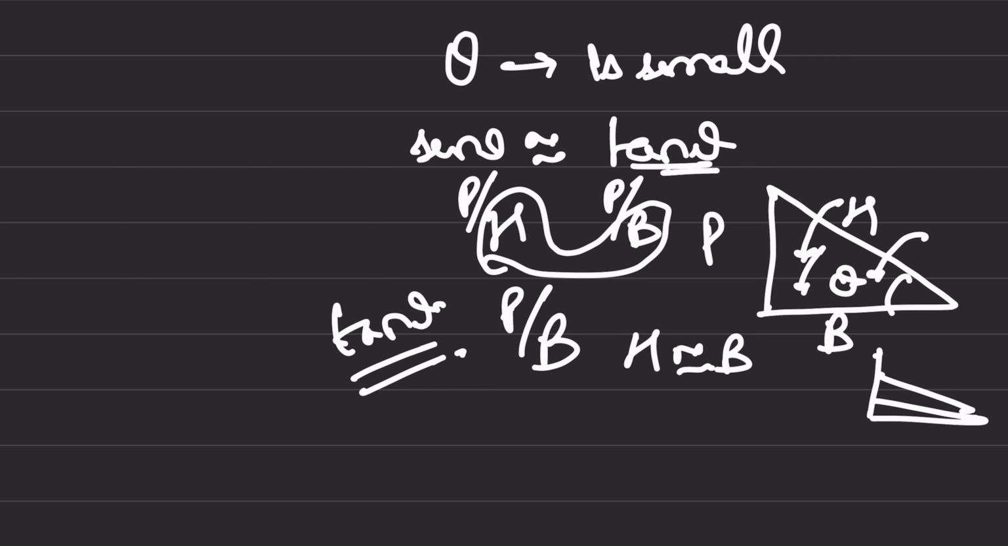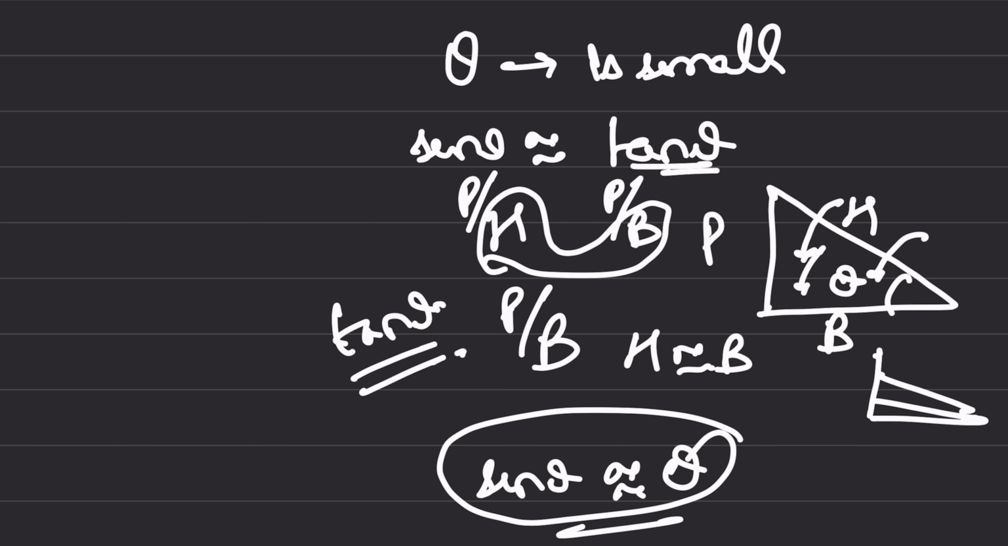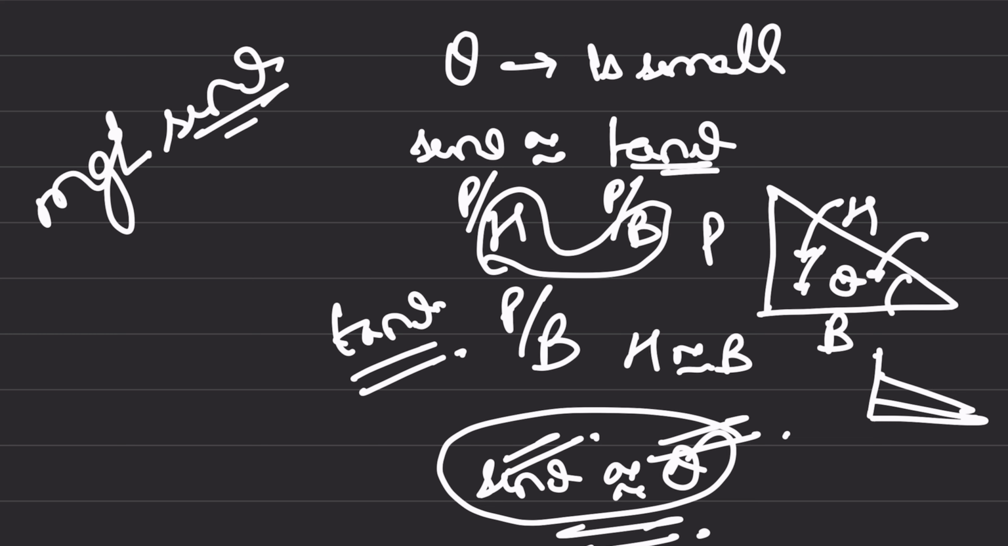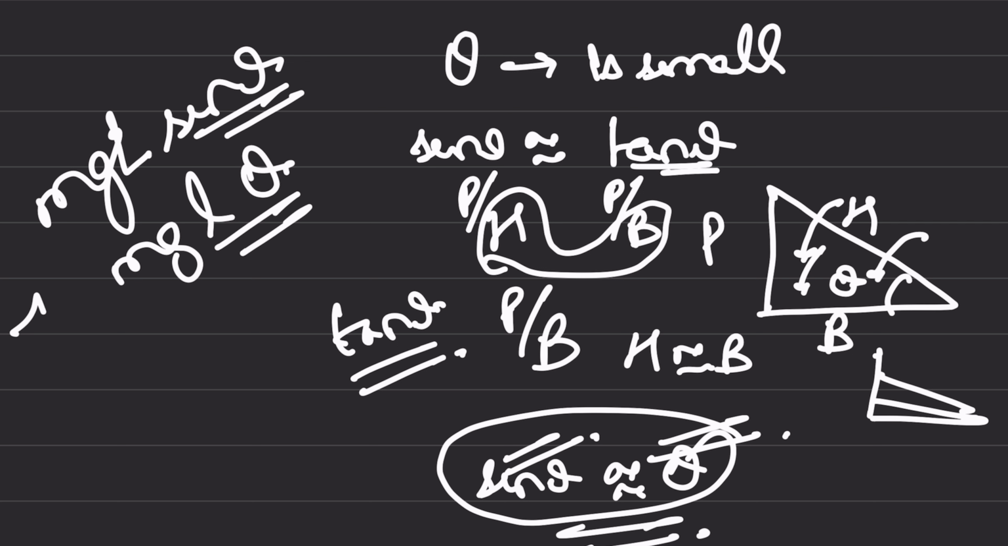Also, if theta is small, sin theta is also equal to theta. So we can write sin theta is equal to only theta. The restoring torque was mgL sin theta, we can write it as mgL into theta. So this is the tau restoring, the restoring torque which will be there.